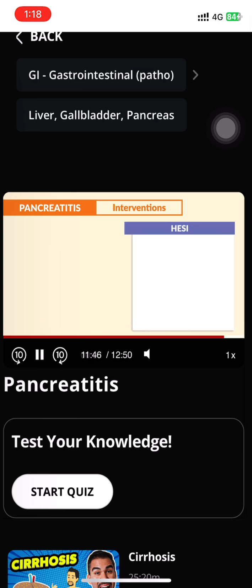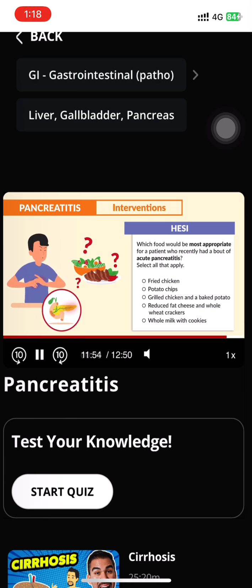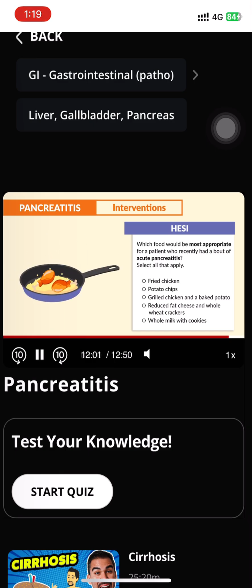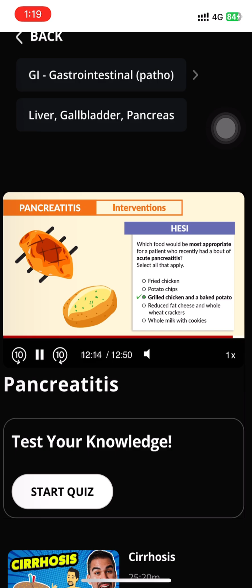Now Hesi mentions, which foods would be most appropriate for a patient who recently had a bout of acute pancreatitis? Select all that apply. So remember, before looking at the options, just think low fat and low sugar. So fried chicken, do you think that's okay? No, there's way too much greasy fat. How about potato chips? Nope, too much fat. How about grilled chicken and a baked potato? Yes, the key term there is grilled chicken.